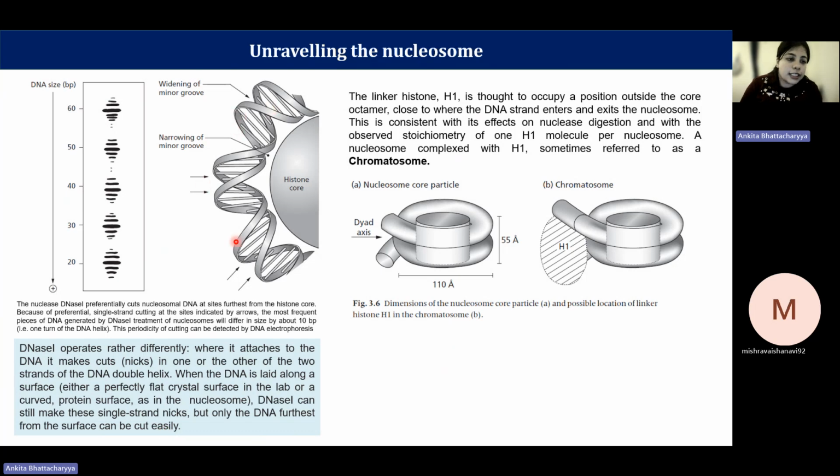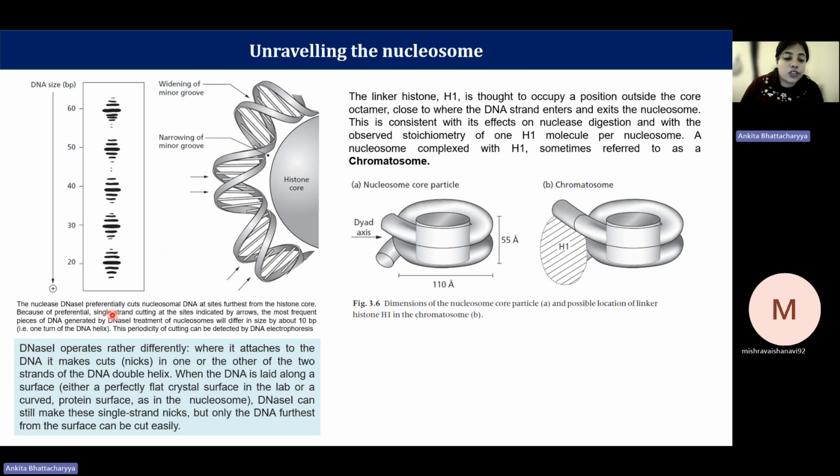So here you can see that DNase 1 has a different pattern. What does it do? It cuts nucleosomal DNA at sites which are farthest from the histone core. So one major difference between MNase and DNase 1 enzymes is that DNase 1 does preferentially cut this nucleosomal DNA. While this entire region, which is in close association with the histone core and forming the nucleosomal DNA, is inaccessible to micrococcal nuclease, the same region is actually accessible to DNase 1.